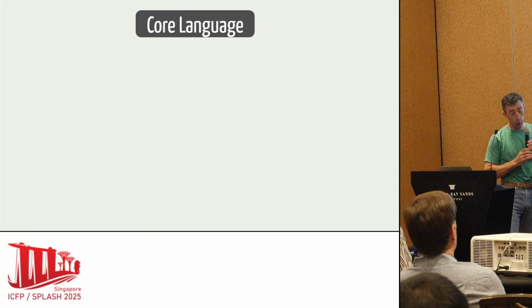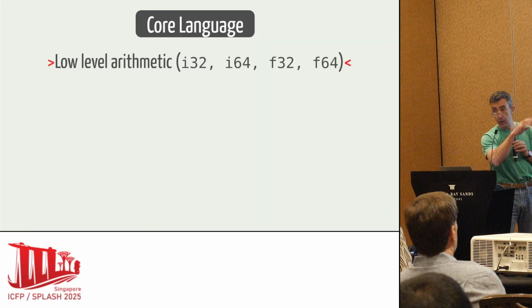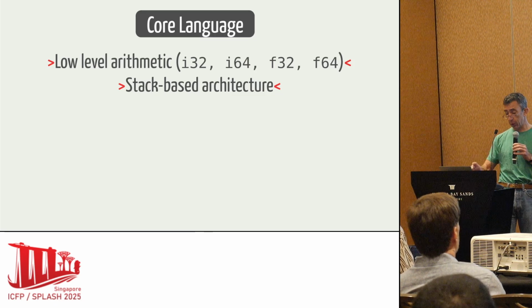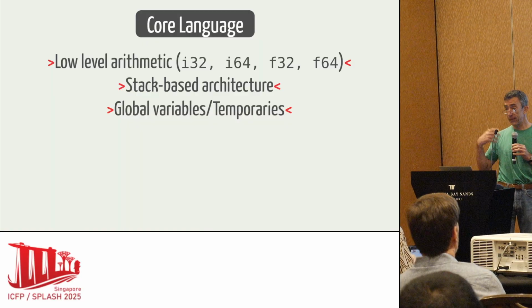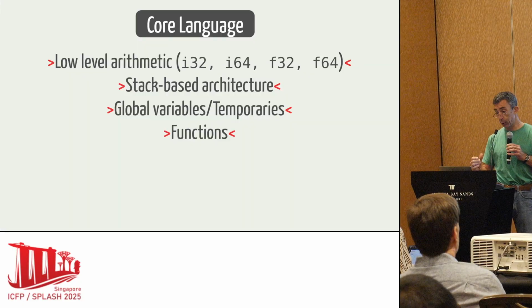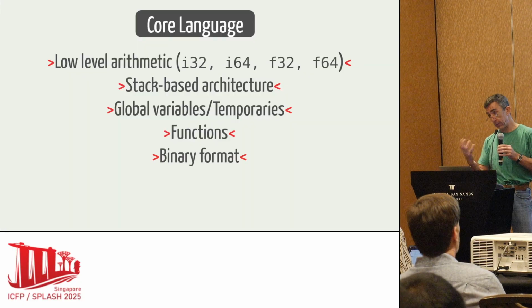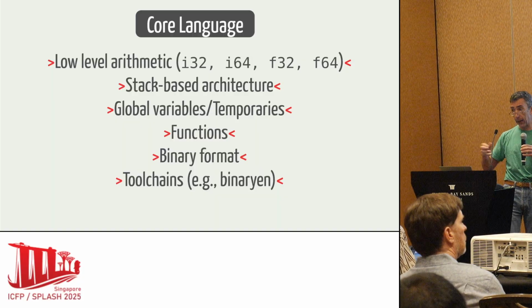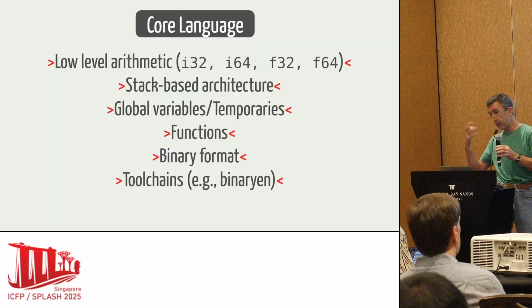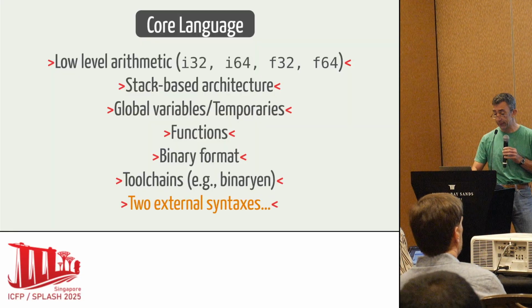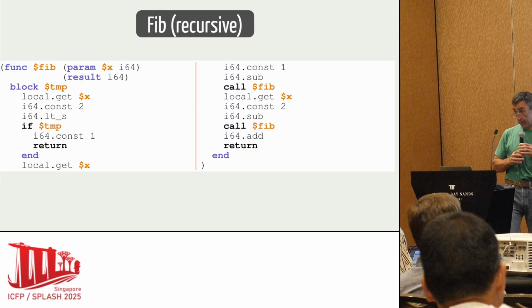So the core language of WebAssembly is low-level arithmetic operations. It's a stack-based structure. You push and pop values from the stack, but you have global variables and you have temporaries. You have functions, and we will see that. It has a standard binary format. It has a tool chain where you can compile, assemble, disassemble, profile, debug, these sorts of things. And it has two external syntaxes. Let me dig into this particular aspect.